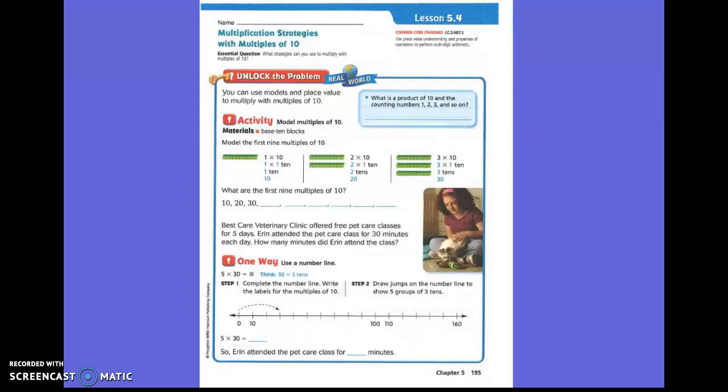Today, boys and girls, we are going to use base 10 blocks, a number line, or a place value chart to multiply with multiples of 10. Okay, so first we're going to read directions one. You can use the model and base value to multiply with multiples of 10.